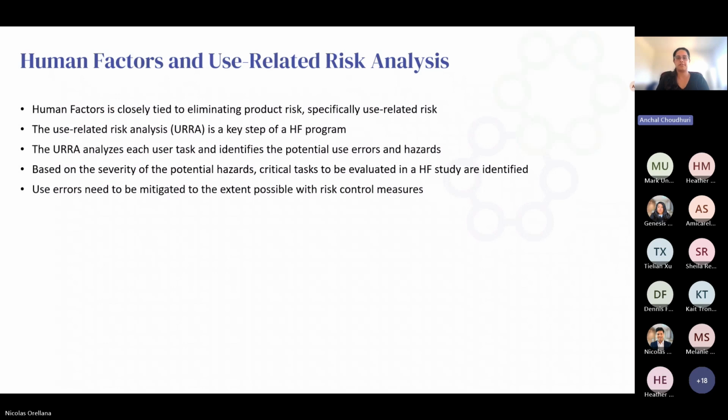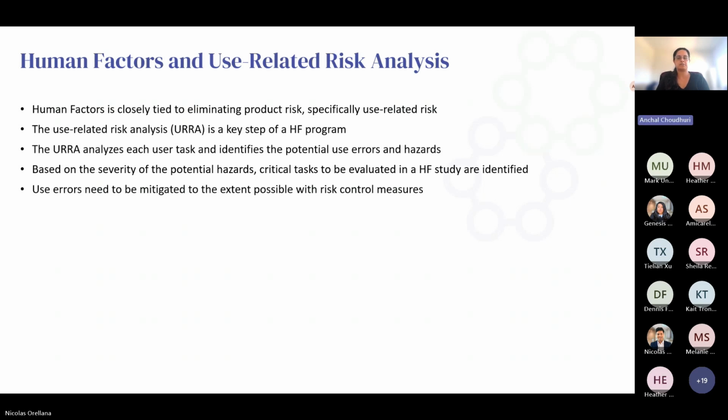And based on the severity of the potential hazards that are identified, you can then determine if there are any critical tasks that exist. So critical tasks are tasks that could be associated with harm if they're not performed properly. If there are critical tasks, it is likely that a human factors study is needed.